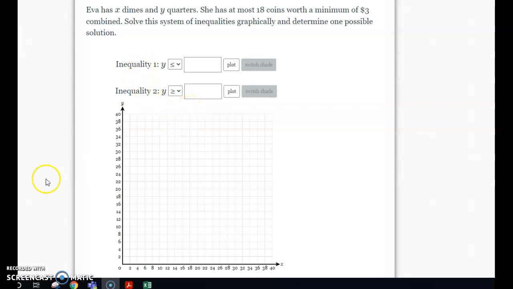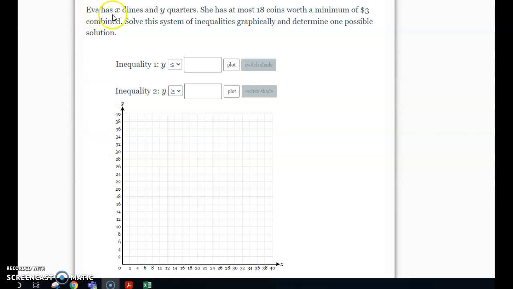In this video lesson, we are going to have to write our own inequalities. So we're going to have to create our own system of inequalities and graph them in order to answer a specific question, based on the solution to the system of inequalities. So let's go ahead and read it.